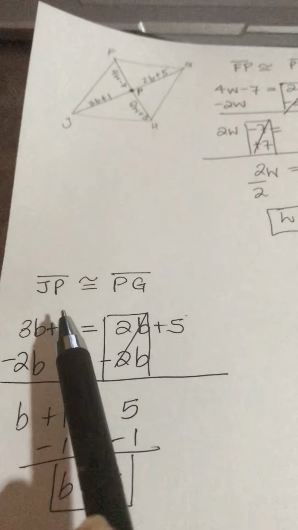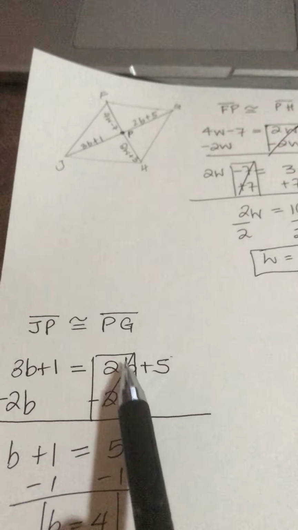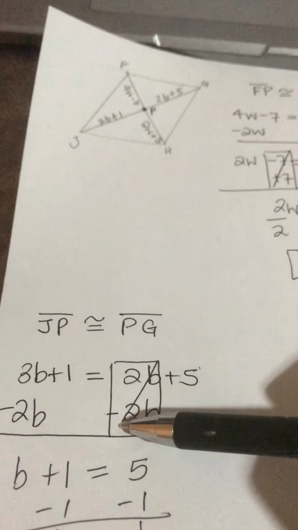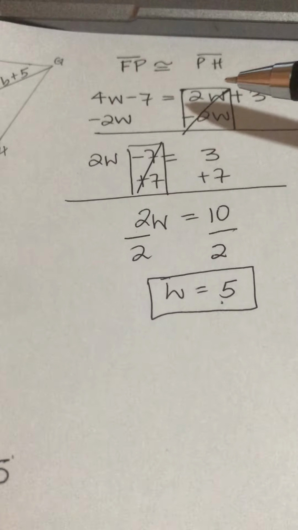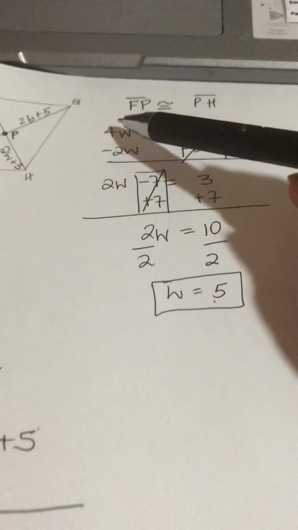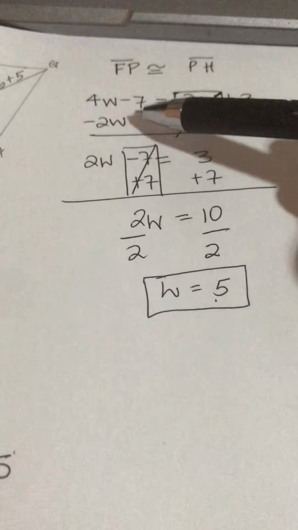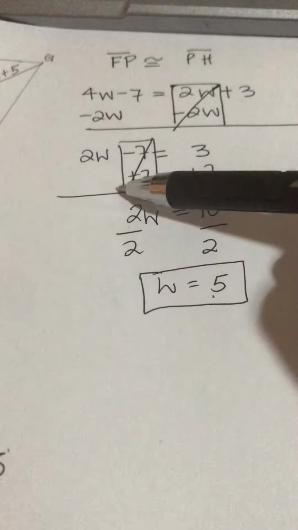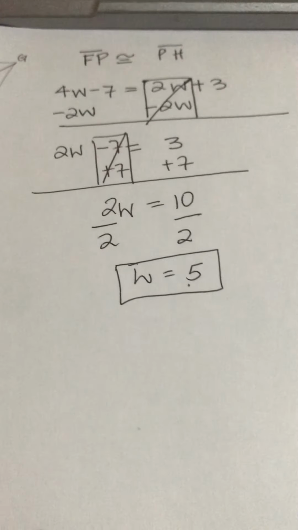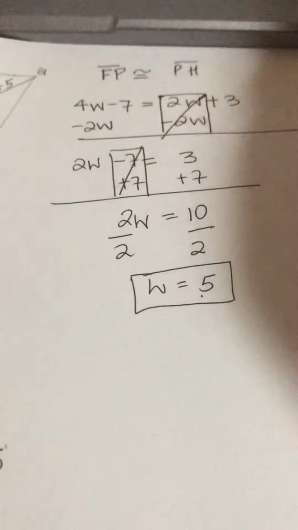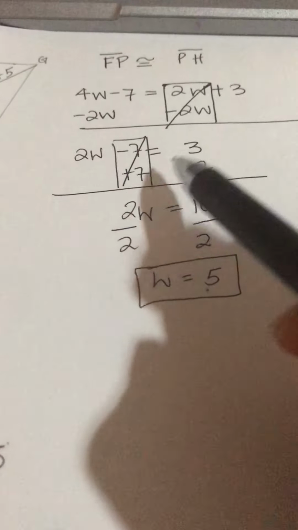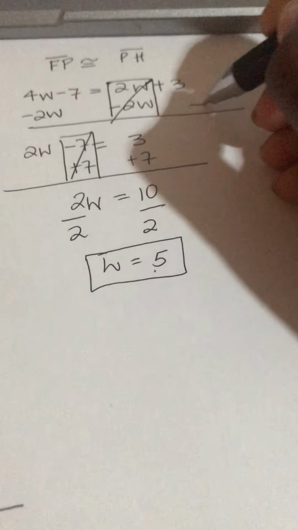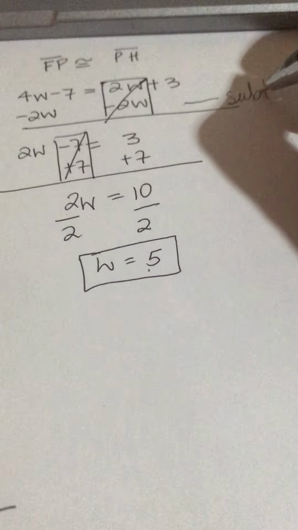Remember, letters on the left, numbers on the right. So the letter on the left, you move it to the right by doing the opposite. If it is positive, you write negative. The same thing here. 4 minus 2, 2w. Bring down negative 7. Opposite of negative 7, positive 7. You do it on both sides. This one is called addition property of equality. When you add, addition property of equality. When you subtract, this is subtraction property of equality.